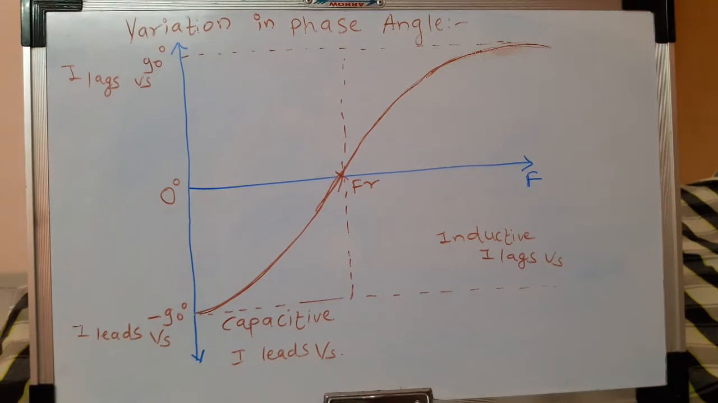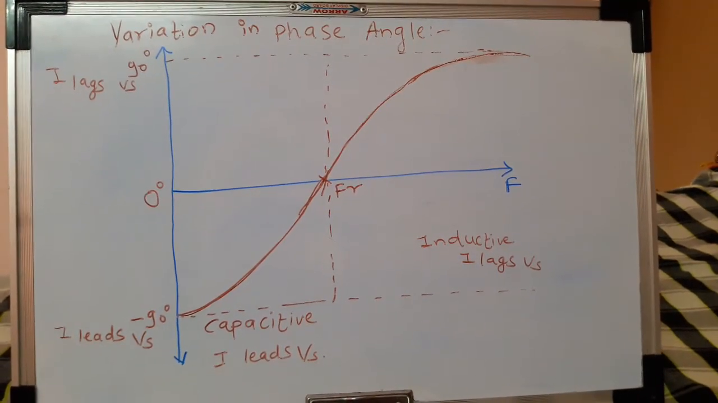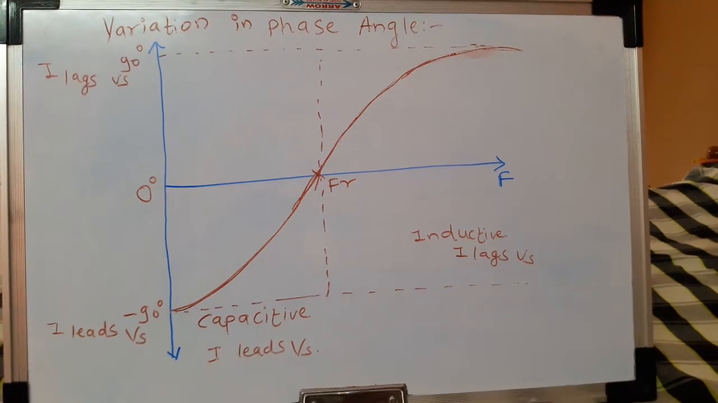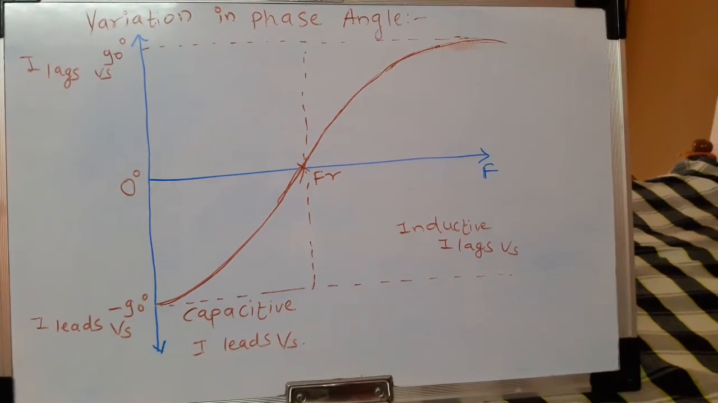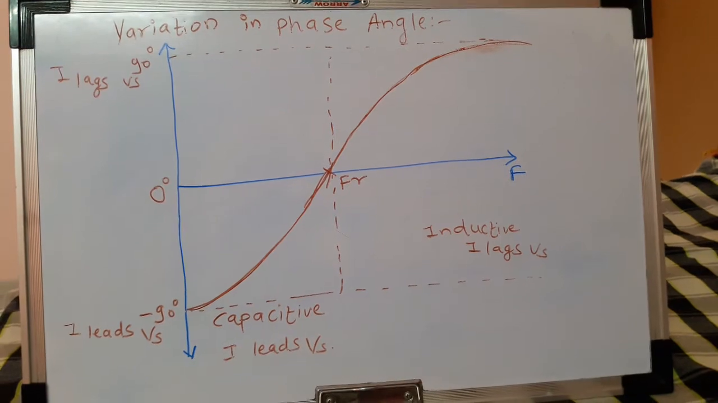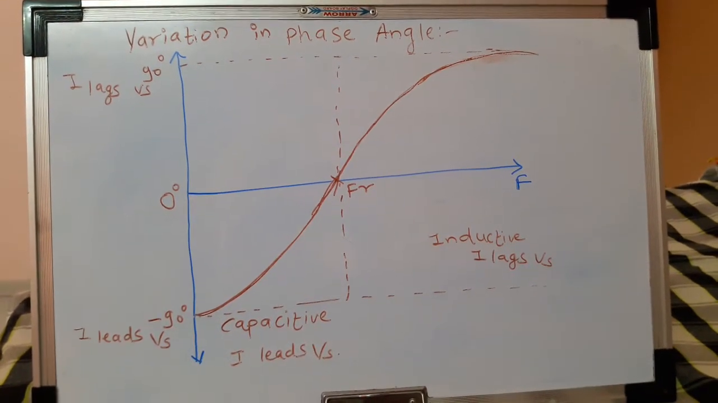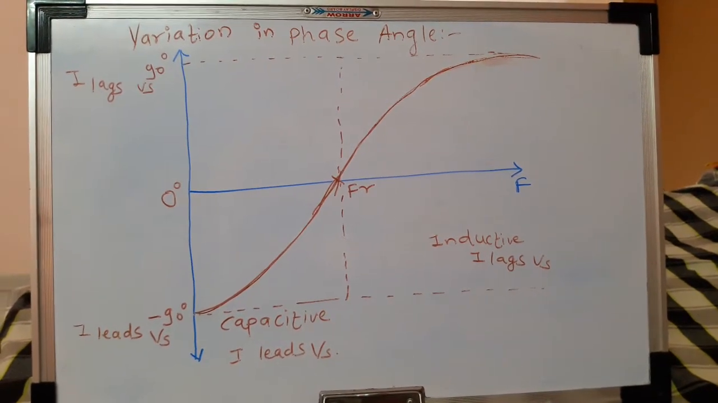We know that in a series resonance circuit we have inductor, capacitor and resistance. Inductor and capacitor are frequency dependent, because XL is equal to 2 pi FL and XC is equal to 1 upon 2 pi FC, but resistance is independent of frequency. So this graph is divided in two parts.